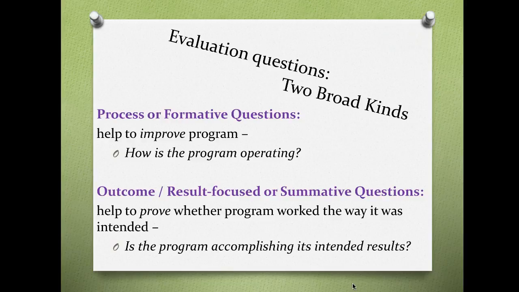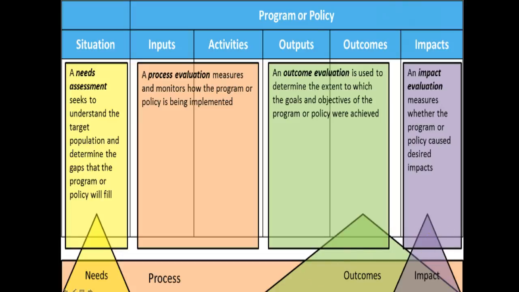So if you look at the output versus outcome, are the outcomes what we say that they're going to be, short term, medium term, and then long term? So is it getting the intended results? So I look at the logic model again, and you can start to see the different kinds of evaluation, or even the different kinds of evaluation questions. And this is where we're going to focus for our program evaluation plan.